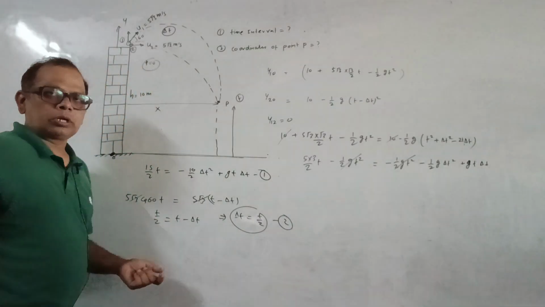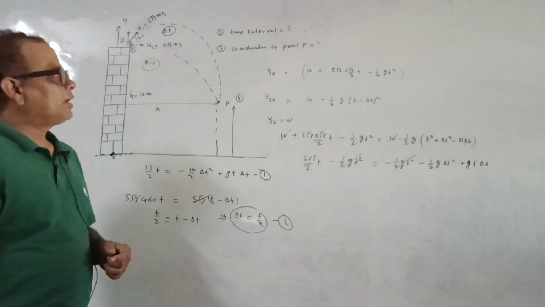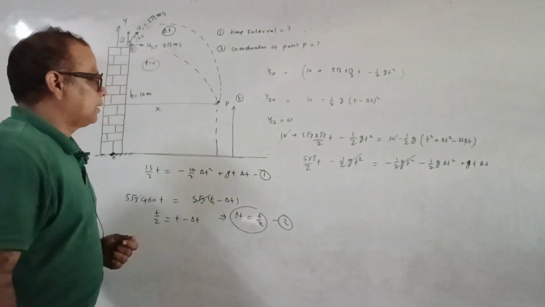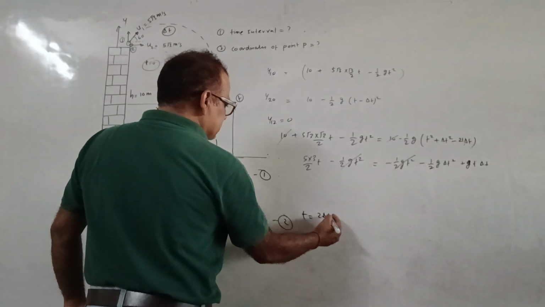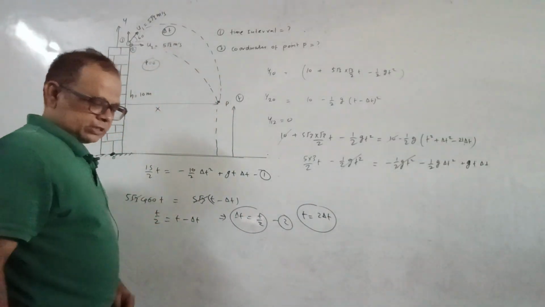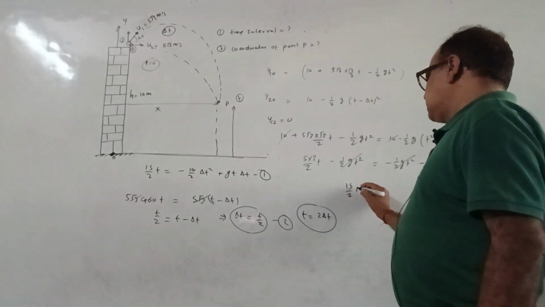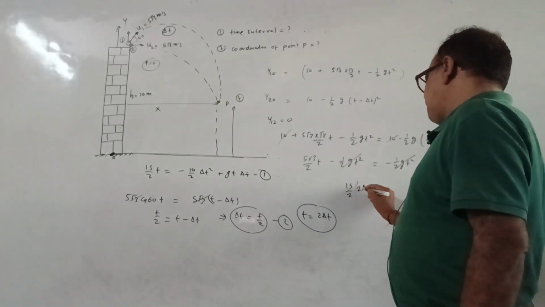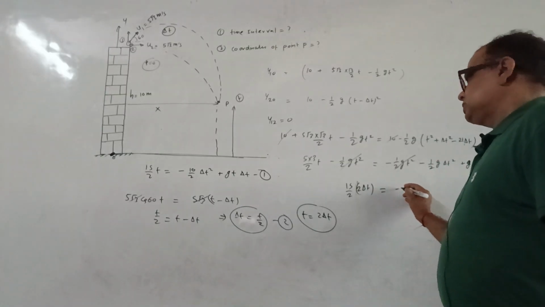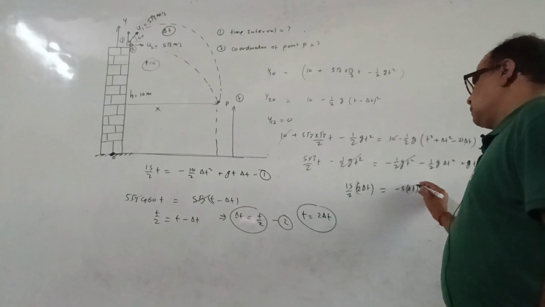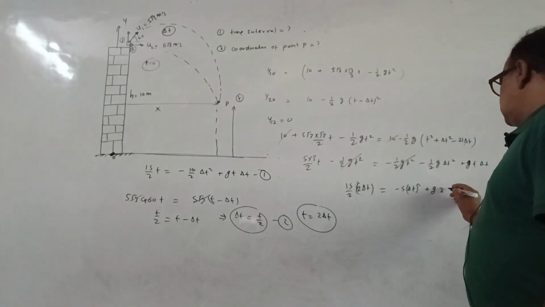Take this as equation 2. Now we can solve 1 and 2 for delta t because we have to find the time interval for the collision. So putting t is equal to 2 delta t in expression 1. Expression 1 is this. So now we have 15 by 2 into 2 delta t equal to minus 5 delta t square plus g t, where t is equal to 2 delta t.